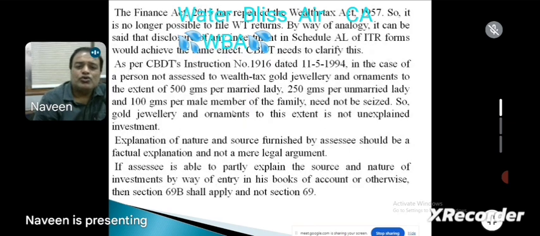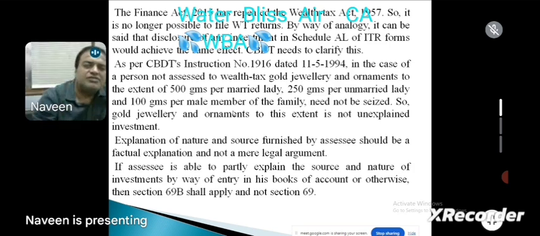By Finance Act 2015, the Wealth Tax Act was repealed, so it is not possible for me to file wealth tax returns. In 2015, a lot of people filed wealth tax returns. So now what to do? As I told you, please declare that in Schedule AL of the ITR forms. I need something to declare now. How to declare to the department? There is no question of any financial statements, etc.